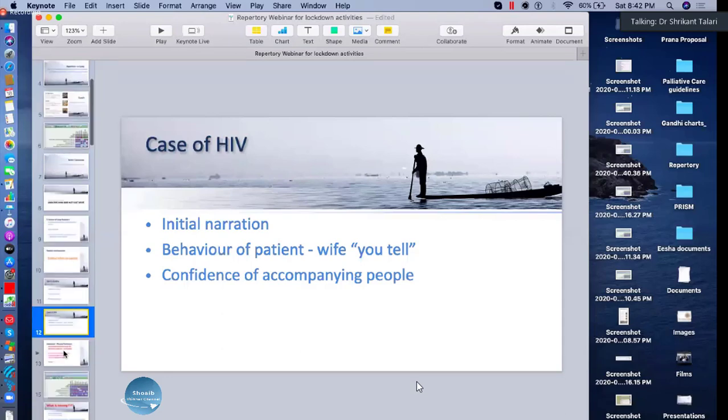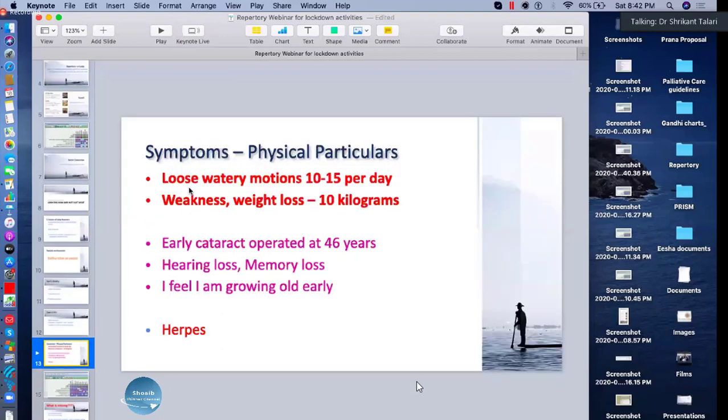So then I asked, what are the symptoms? This is what they told me: he has loose motions, and every day he has around 10 to 15 watery loose motions. He has lost 10 kilograms in the last 3 months. Then the patient tells me, I think I am developing cataract. In fact, just 3 months back, I got operated for cataract, and I am just 46 years old.